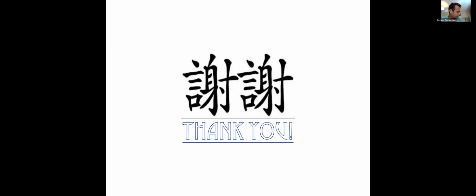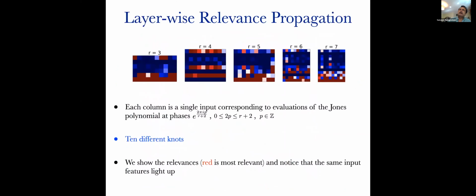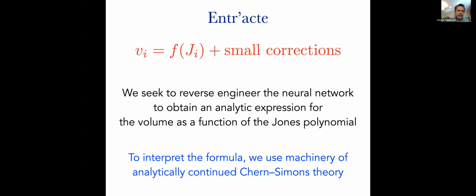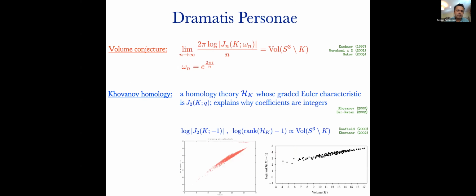Maybe I have a very broad question relating back to what you had at the very beginning. You started with the volume conjecture, and then you went into machine learning methods to think about it in relation to knot invariants. Would you say you found evidence in favor as a result of your work, or not?